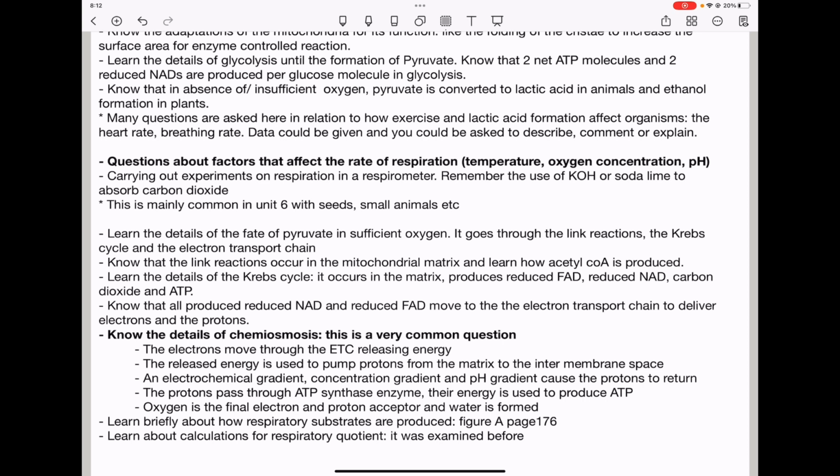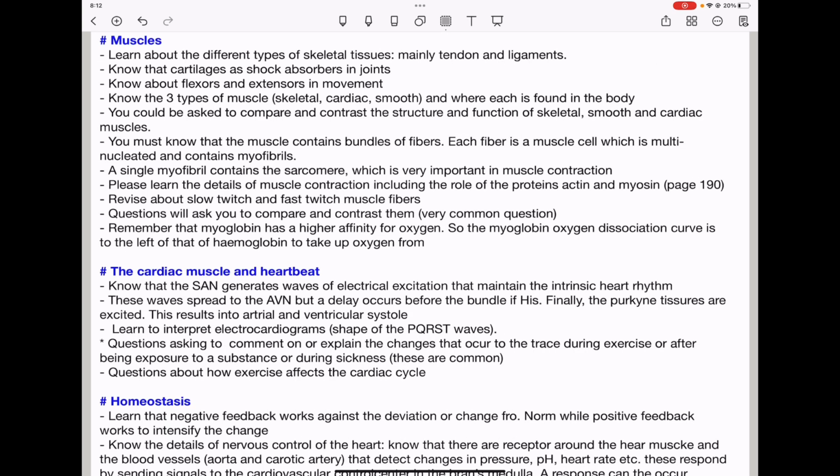You need to learn briefly about how respiratory substrates are produced, as seen in Figure A on page 179, and fully understand calculations for the respiratory quotient. It has been examined before. Moving on to muscles, you need to learn about the different types of skeletal tissues, mainly tendons and ligaments, and you need to know their functions. You need to know that cartilages are shock absorbers in joints, and you need to know about flexors and extensors, although this is not common, but they could ask something about that.